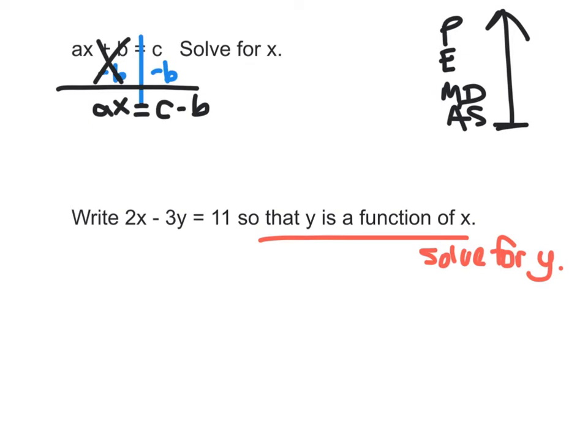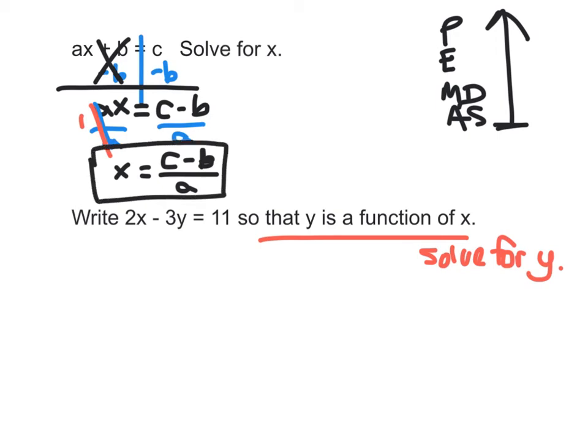And again, we want to solve for x, so now we need to get rid of this a right here. X is being multiplied by a, so we need to do the opposite operation, which is divide. I'm going to divide this side by a, and I'm going to divide this side over here by a. A divided by a is 1, so we're left with x equals c minus b over a. We have solved the equation for x.